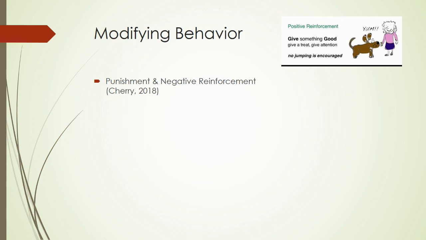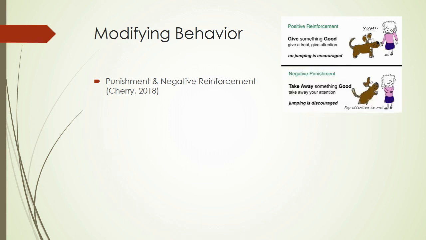I'm sorry that's so small. But positive reinforcement is where you give something good when good behavior is done. It's a reward type thing, right? In the case you see there, the dog is not jumping up on her, so she gives the dog a treat, pats the dog on the head, that positive reinforcement type thing. The next one we have is negative punishment. Negative punishment, you're taking away something good in order to change the behavior.